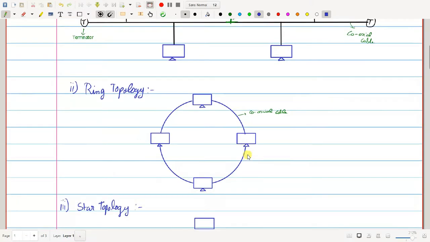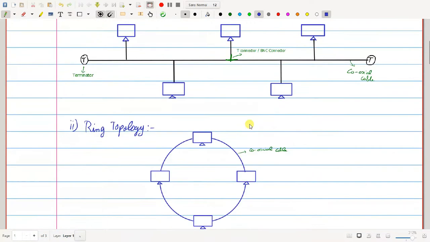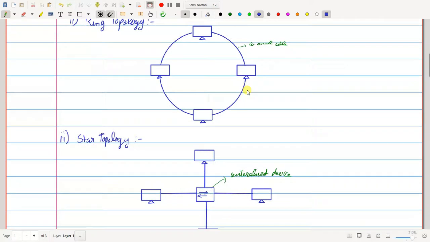The advantage of both ring and bus topology is the same. Here, it is easy to build and easy to maintain. But the disadvantage is, if any one connection fails or any one node fails, the entire connection is disrupted in both ring and bus topology.